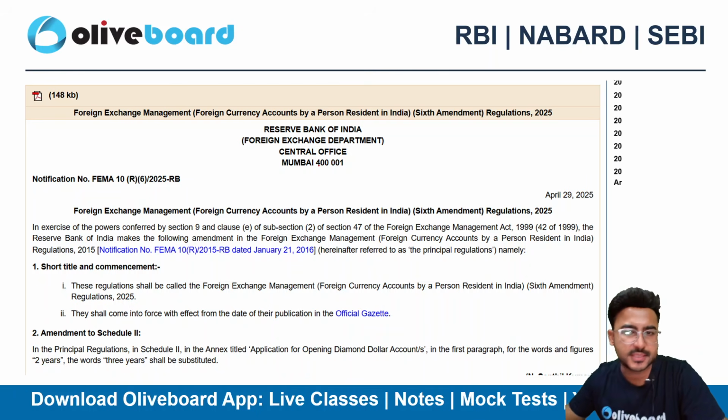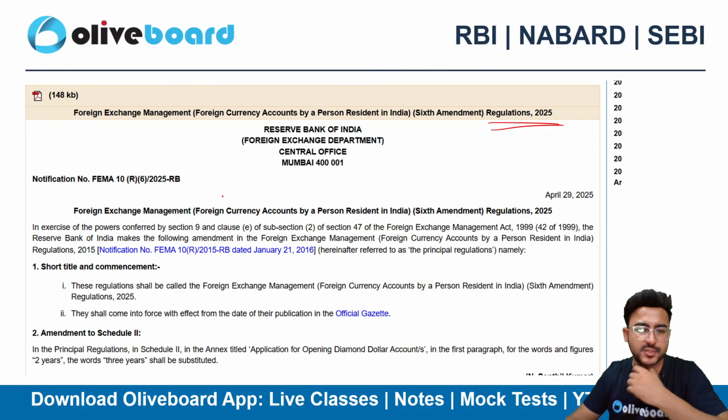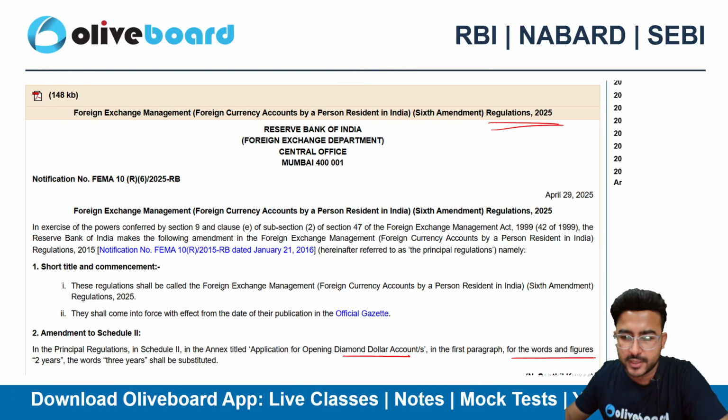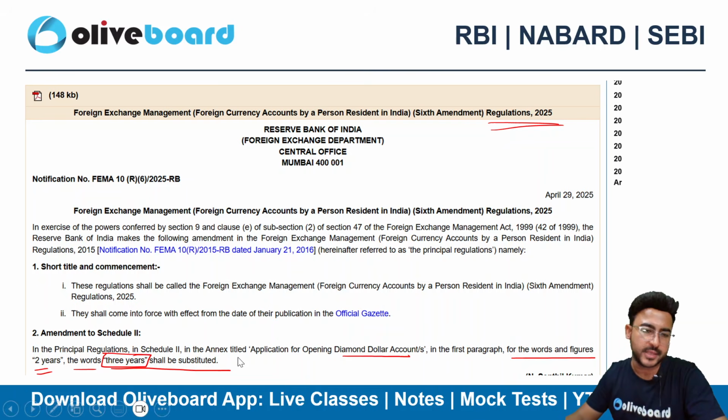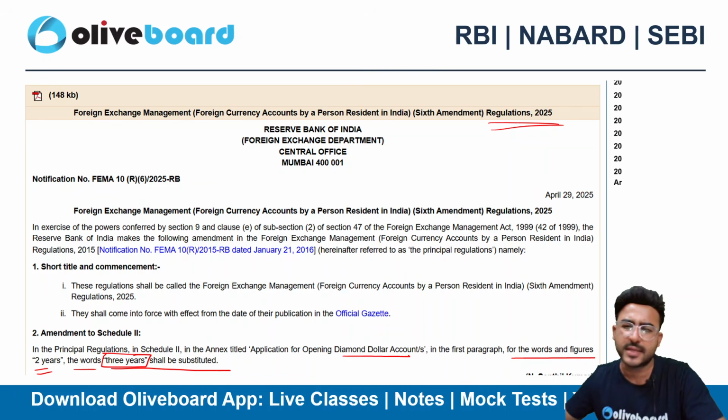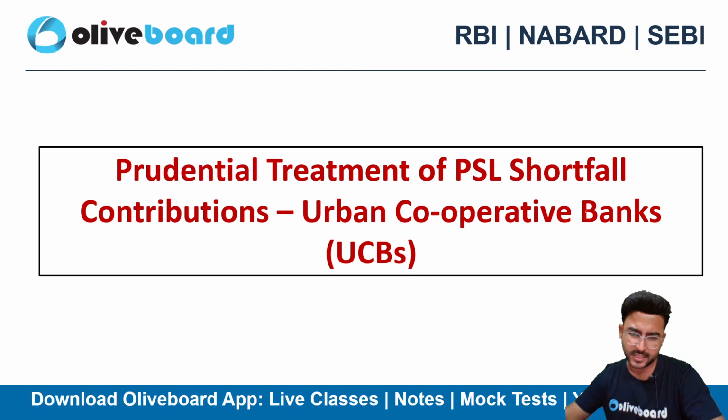Then we have here just an amendment related to the Foreign Exchange Management (Foreign Currency Accounts by a Person Resident in India) Regulations, 2025. So what they have amended here is in the principal regulation, in Schedule 2, application for opening the dollar accounts, the word and figure of 2 years, the word 3 years shall be substituted. So the updated answer here will be, the updated choice here will be 3 years as of now. Okay, so that's just an amendment in the existing regulation.